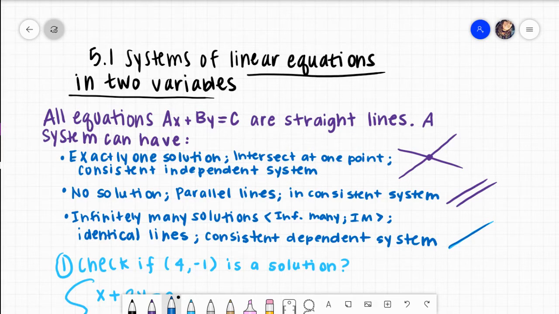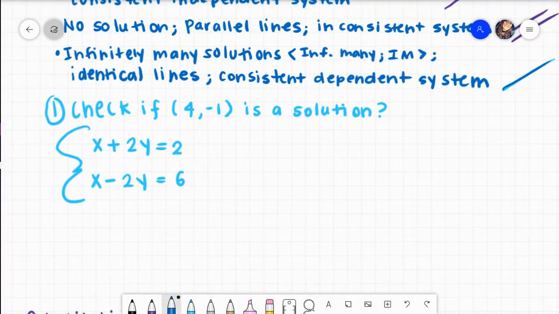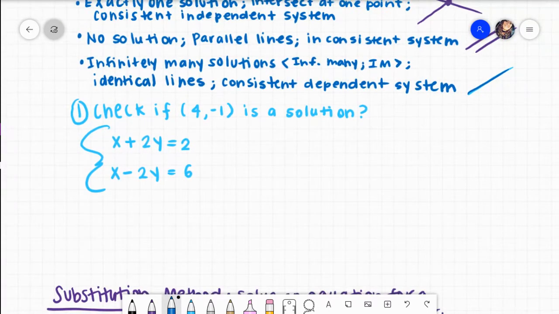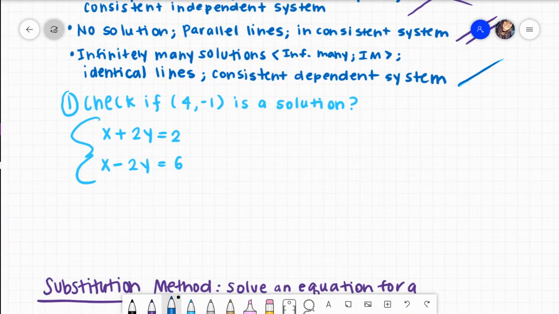Okay. So the first thing that we're going to do is check to see if the point 4 comma negative 1 is a solution for this system. To check, we're going to plug in 4 and see if it works, and then plug in negative 1 and see if it works. For this coordinate point, that is our x and that is our y. So let's plug in x and y.